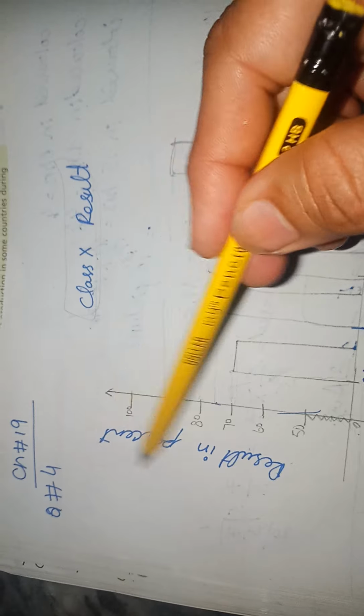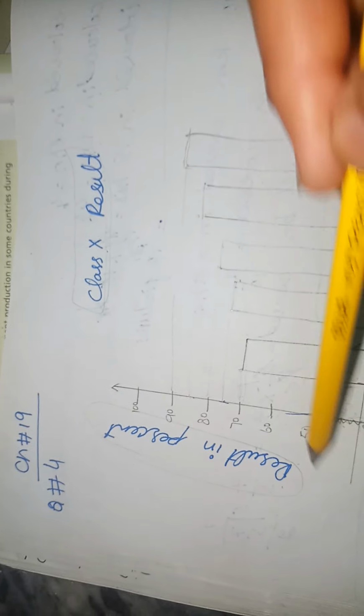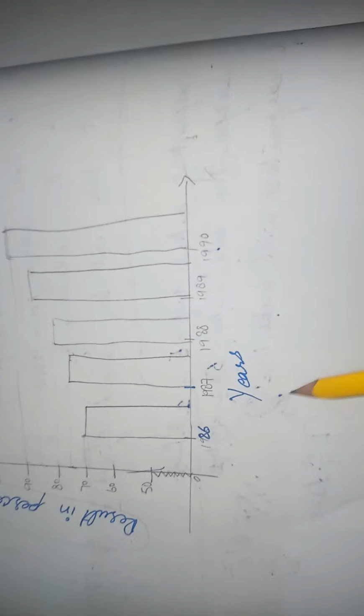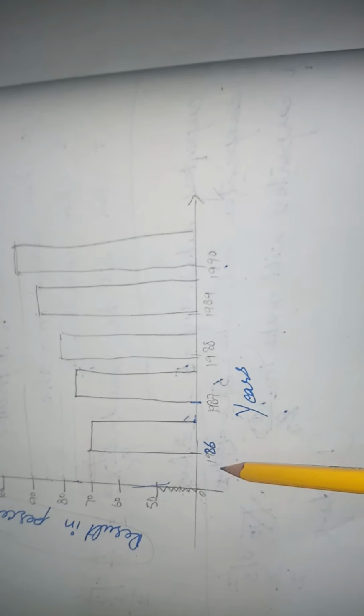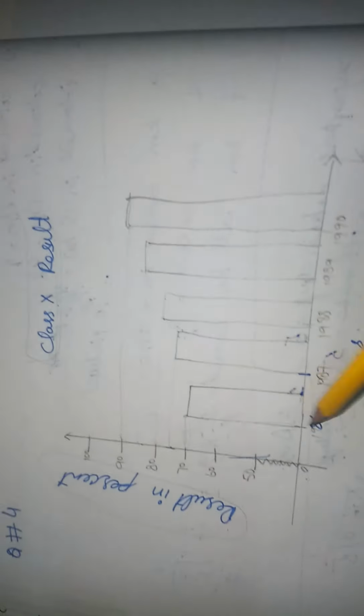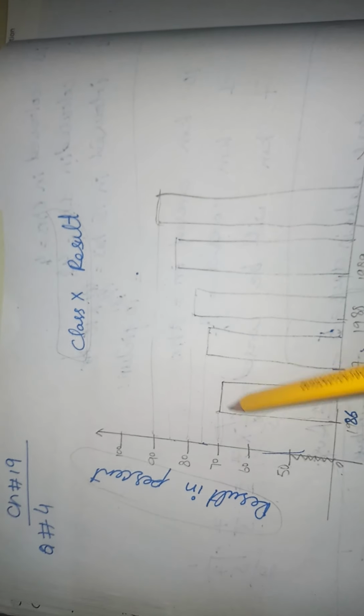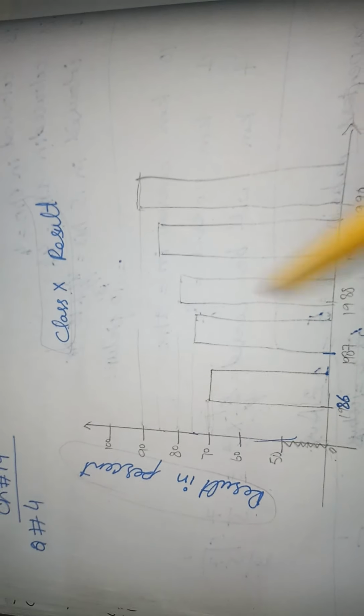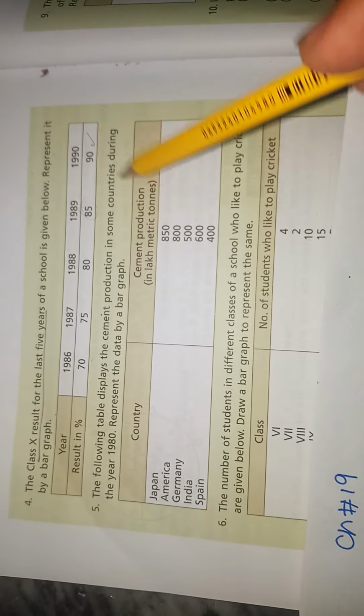The data you are representing here, the result in percent, you should write over here, so it shows which thing you are displaying on this line. And here the years should be mentioned, that you are displaying years over here. Then you have to draw these lines properly with the help of a scale, so that it shows which values are displayed. And in question number 5, represent the following data by a bar graph.